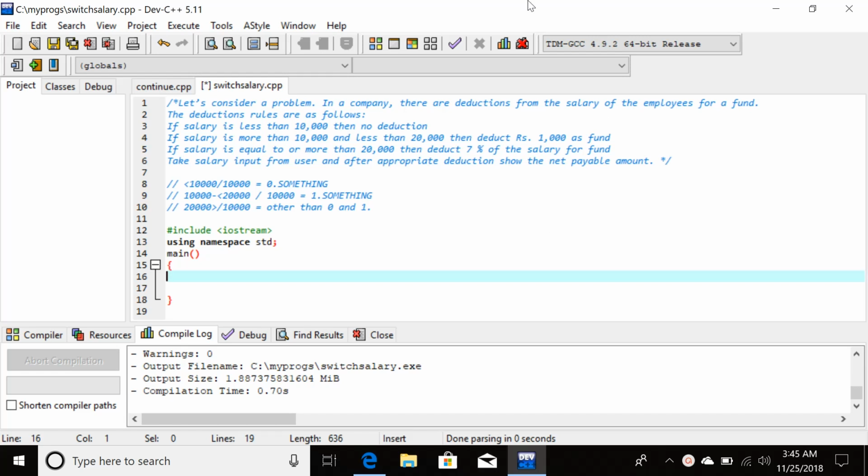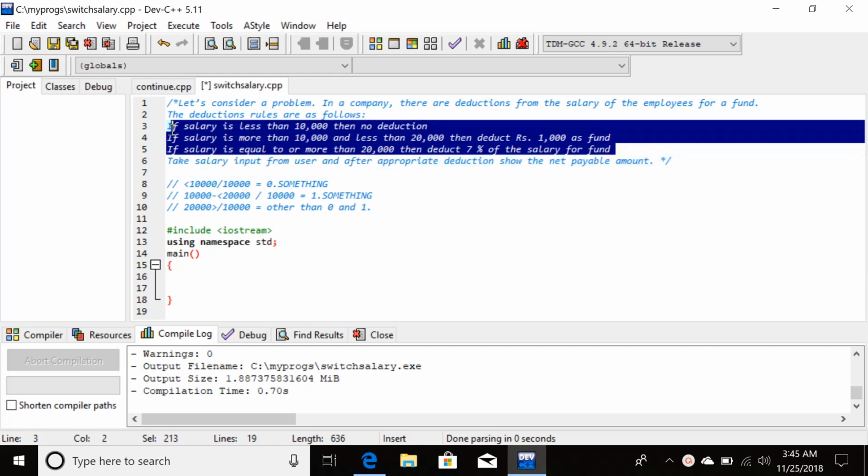The problem is that in a company there are deductions from the salary of the employees for a fund. So these are the three rules. If salary is less than 10,000, no deduction. If it is more than 10,000 and less than 20,000, then deduct rupees 1,000. And if the salary is equal to or more than 20,000, then deduct 7% of the salary for fund. So these three are the rules.